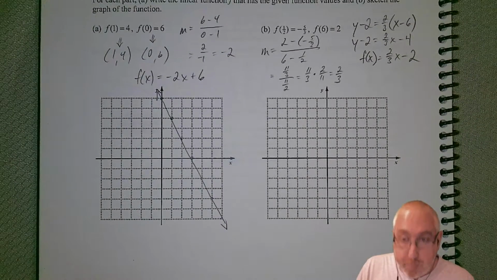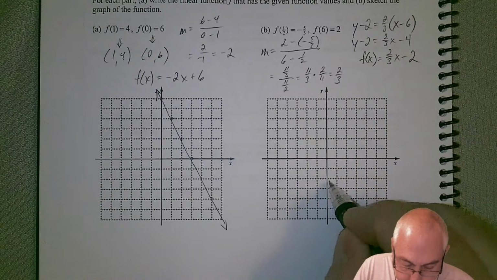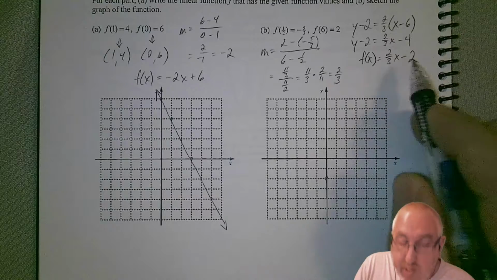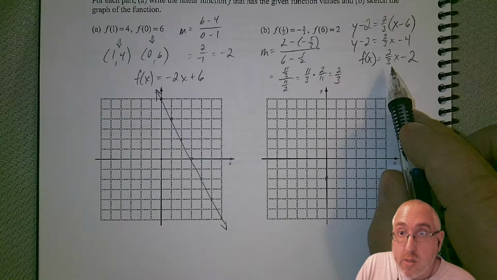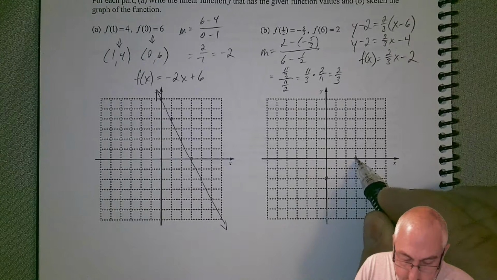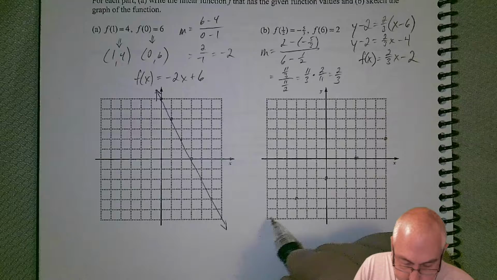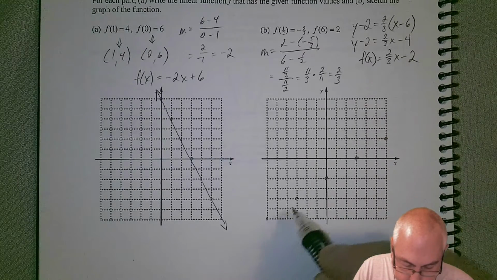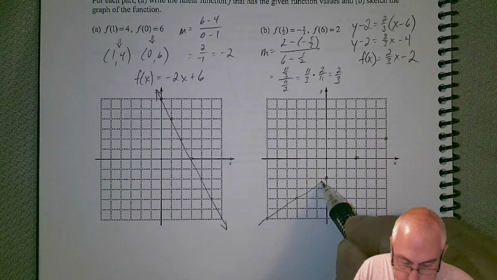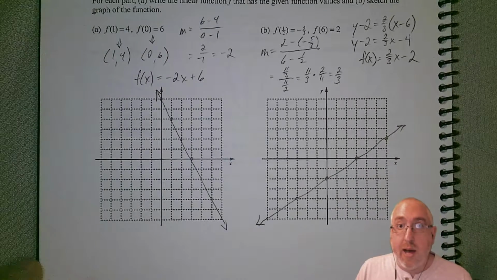So let's plot our y-intercept, which we know is (0, negative 2). And we need a slope of 2/3. So up 2 over 3. Up 2 over 3 would put us right here. And we can repeat that in both directions. And there we have it.